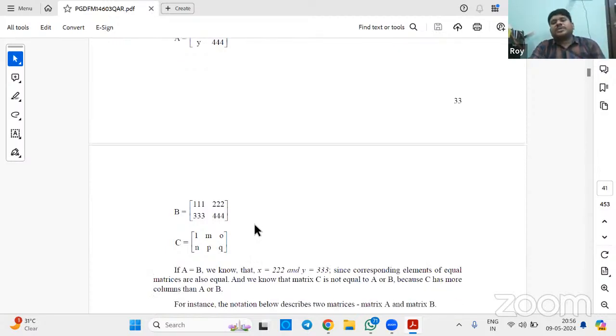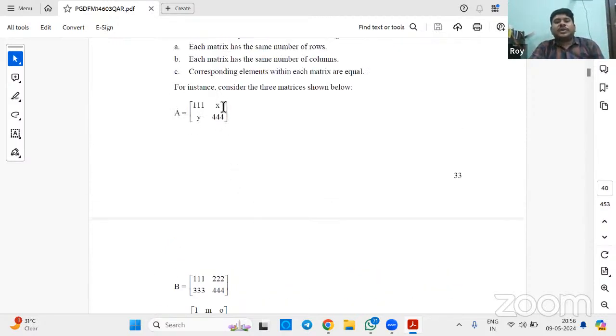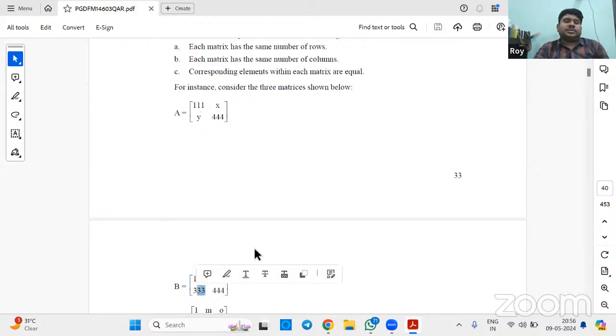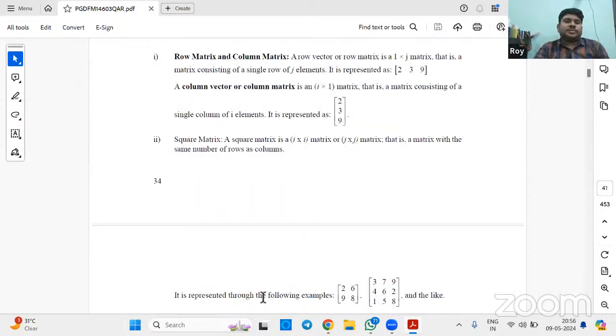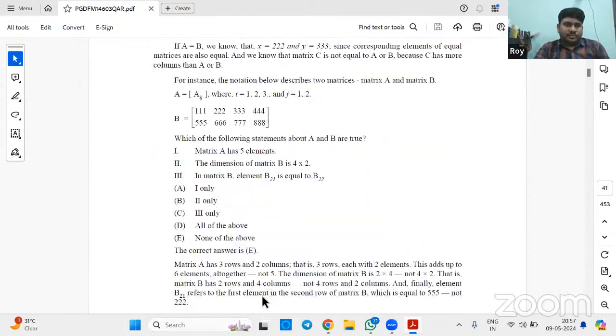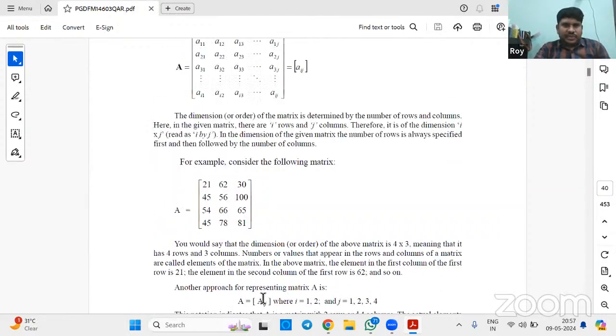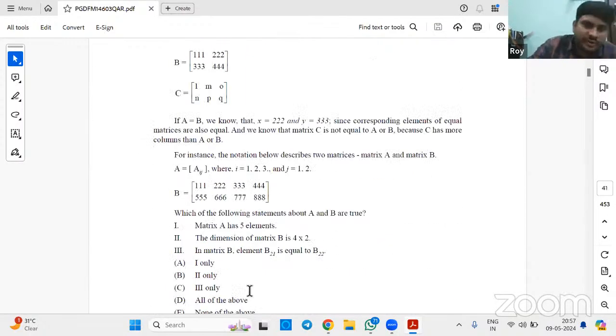Someone said, or some equation said, A and B are equal. Then what is the value of x? Directly, 2. What is the value of y? Directly, 3. Yeah, this is the equality we found.